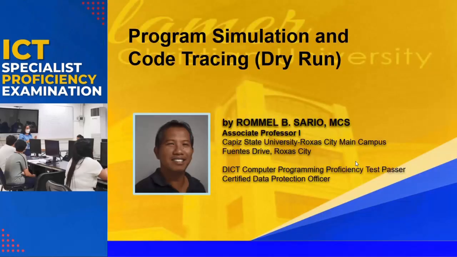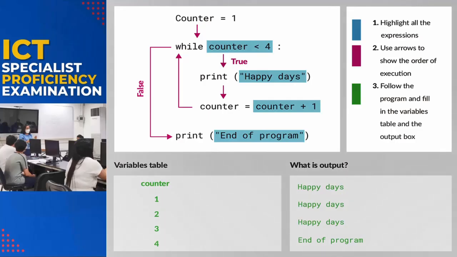Today, we explore program simulation and code tracing dry run. It's a powerful technique that helps us analyze, debug, and understand program flow without executing the code. These skills are essential for solving logic errors, improving problem-solving abilities, and ensuring accurate program execution.